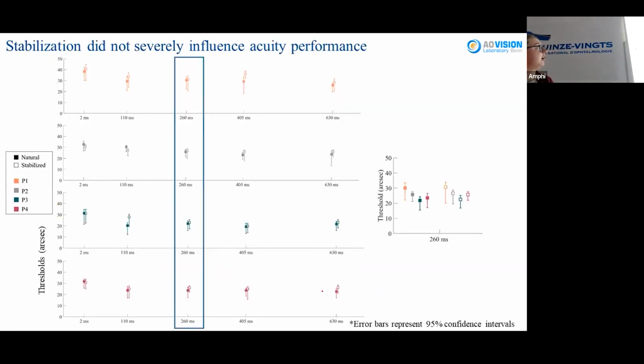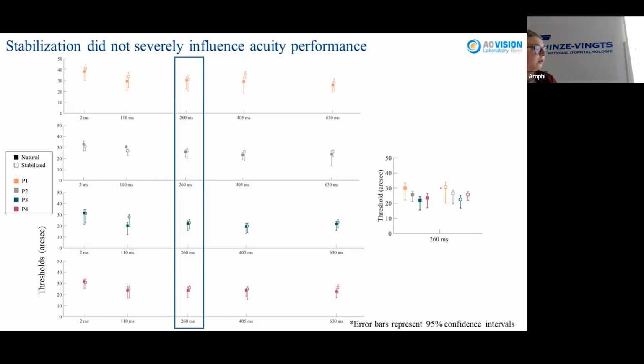Coming to the analysis of the acuity performance, here you can see 4 plots for 4 participants. I plotted the natural eye motion condition and the stabilized condition together; natural is filled, stabilized is empty boxes. What we can see is that all the participants performed worse for a very brief flash, just 2 milliseconds when the stimulus was flashing, but then almost everybody reached a plateau. And what we clearly didn't see is a significant difference between the stabilized condition and the natural eye motion condition, which is of course a surprise.